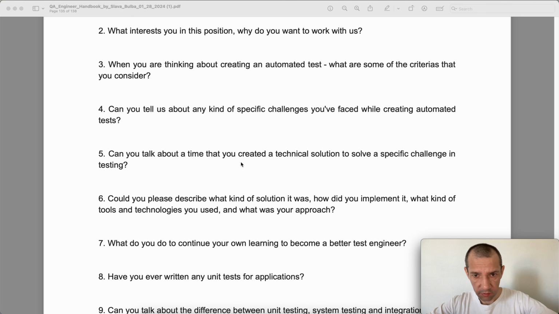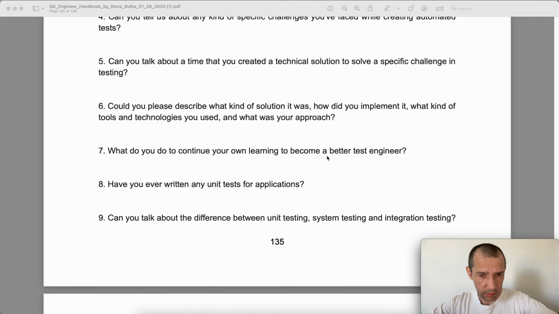Can you talk about the time when you created a technical solution to solve a specific challenge in testing? For this one, I gave an example of test automation for API JSON schema validation on the fly. Could you please describe what kind of solution it was? How did you implement it? What kind of tools and technologies did you use? And what was your approach? This is a follow-up question about the previous one. So I used JS and Playwright in my particular case.